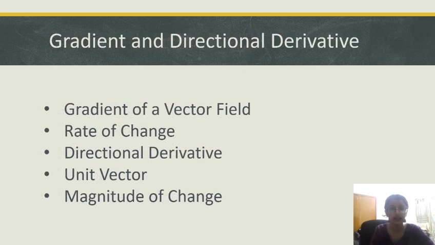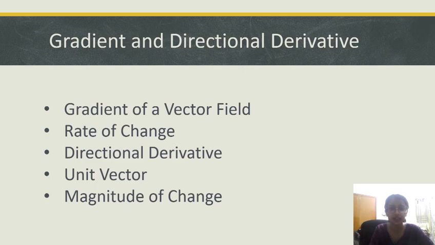Gradient and directional derivative. The gradient of a vector field is a mathematical operation that describes the rate of change of the field values at any given point. It is represented as a vector pointing in the direction of the greatest increase in the field, and its magnitude represents the steepness of the increase.